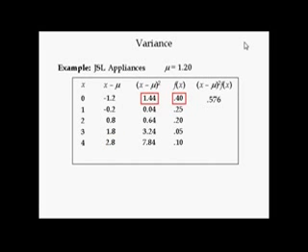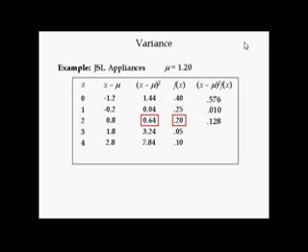In the final column, we multiply the squared deviations by the corresponding probabilities. The probabilities are in the f of x column. The first is 1.44 times the probability of 0.4, which equals 0.576. The product of the second squared deviation from the mean, 0.04, and the corresponding probability, 0.25, equals 0.01.